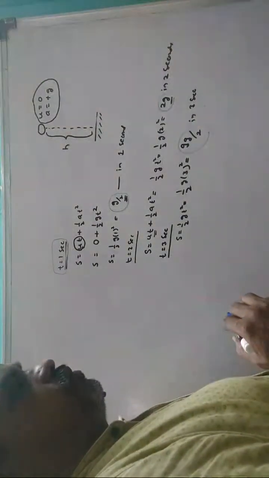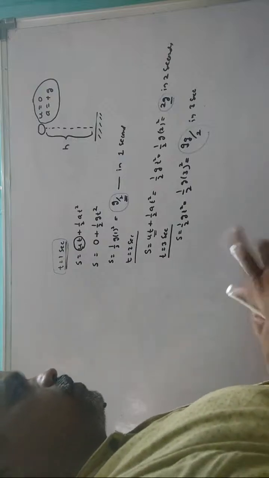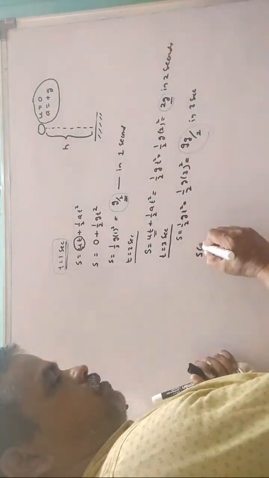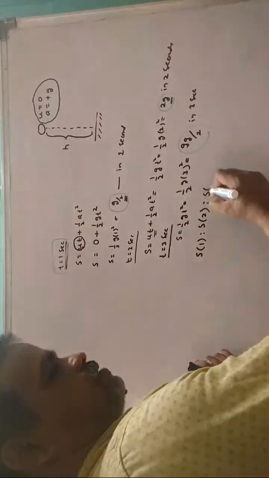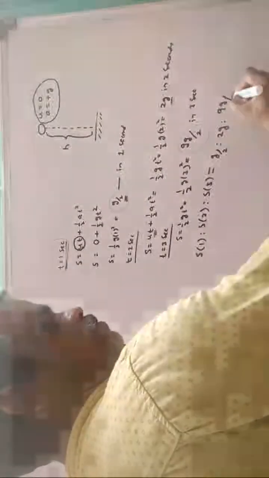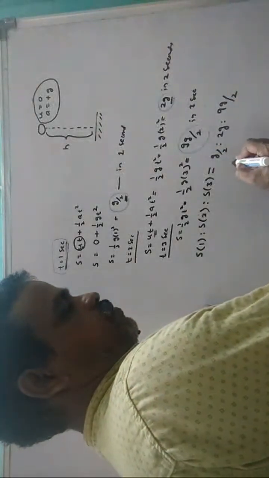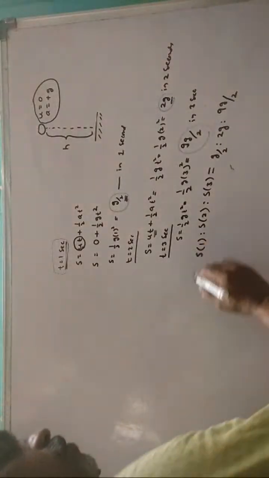Is there any relation? So let us conclude it. Is there any relation? S in 1 second, S in 2 seconds, S in 3 seconds is equal to g by 2, 2g, 9g by 2. I am checking here.